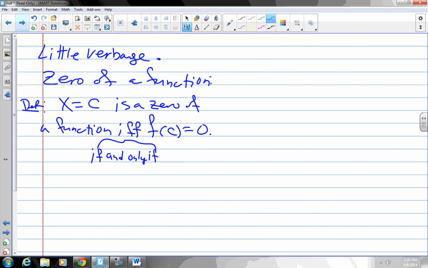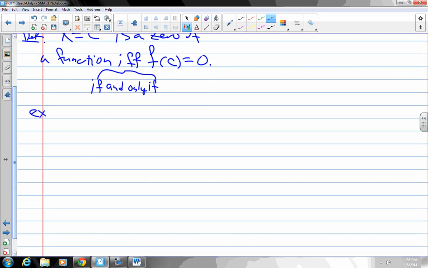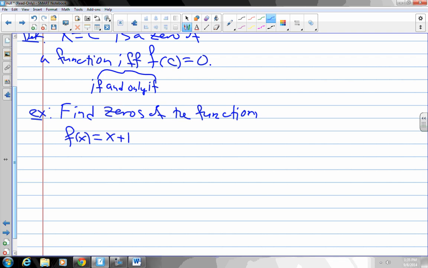So, the concept is really simple. For example, if I ask you to find zeros of the function, and I give you something like f of x equals x plus 1, you have to find all x values that turn your function into 0, which in this case is what? What is the 0 of this function? -1, and that's it. That's what we mean by zeros of the function. Whatever turns the function into 0.